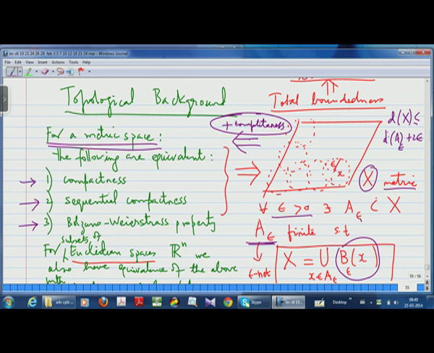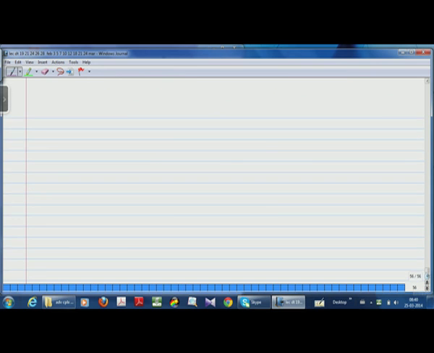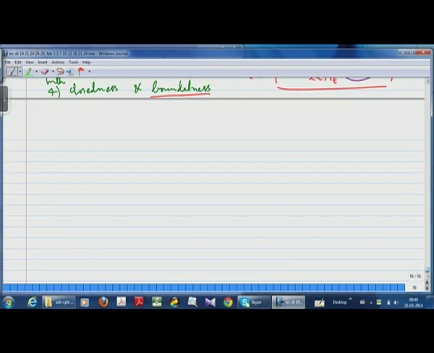Now the point is, let me continue with this discussion. So you have compactness on the one hand, and of course we are working with metric spaces. You have compactness on one hand, and you can get that from complete and totally bounded.